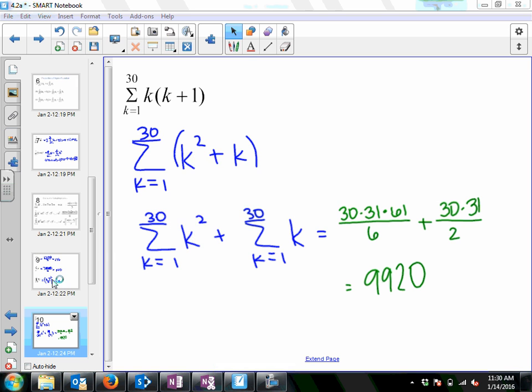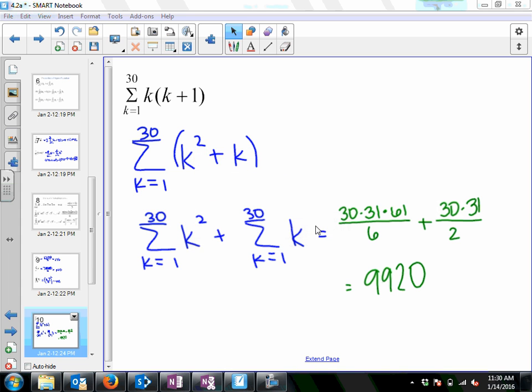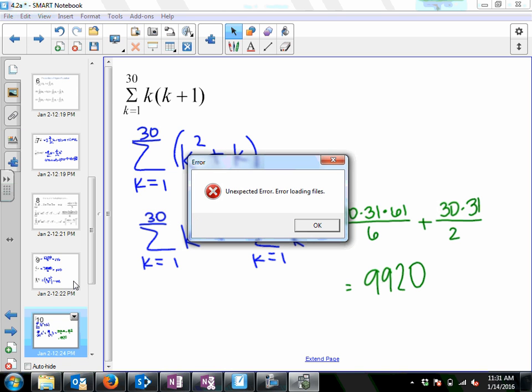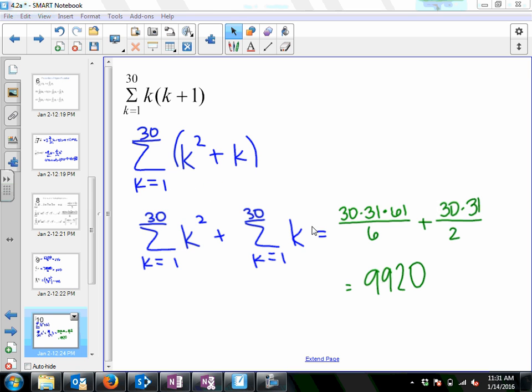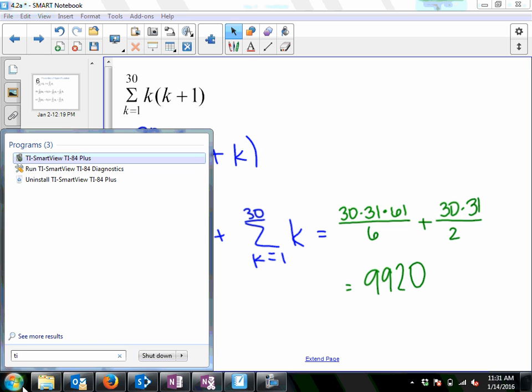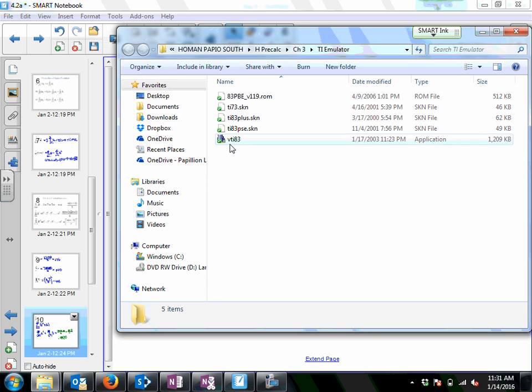Calculator. Our friend. Why is this doing that? No. Don't be mean before the game.